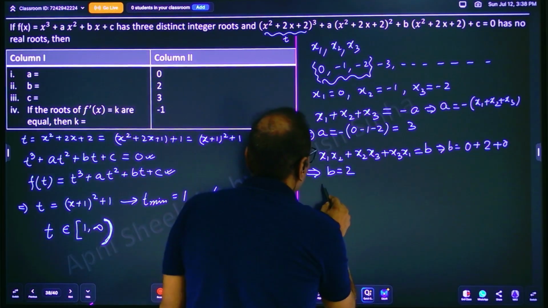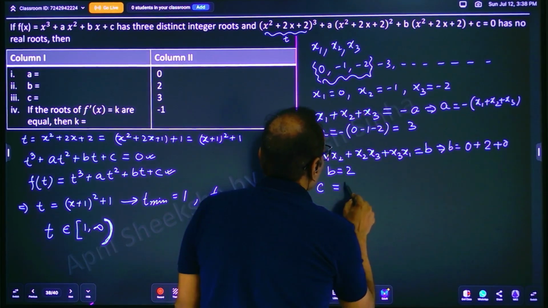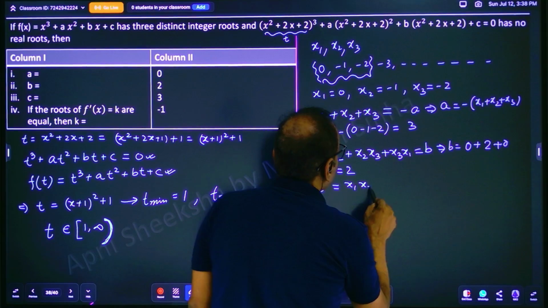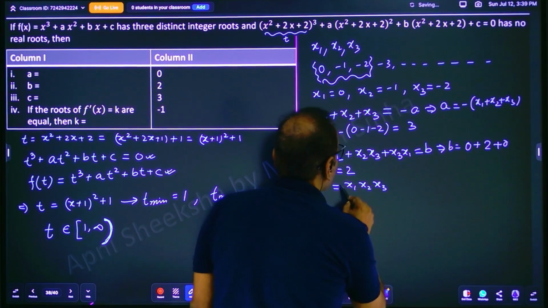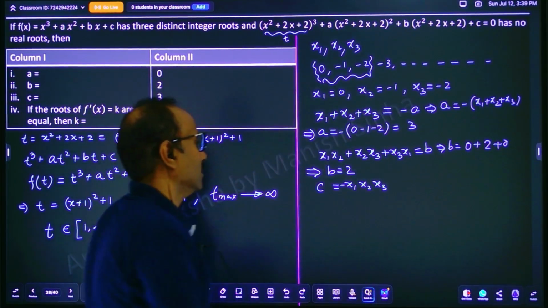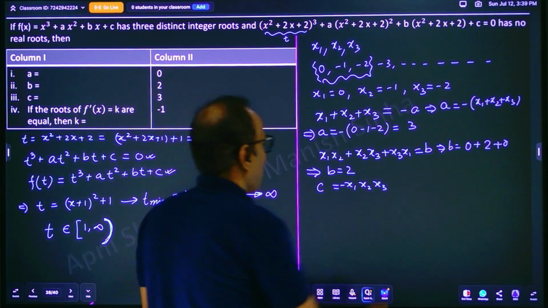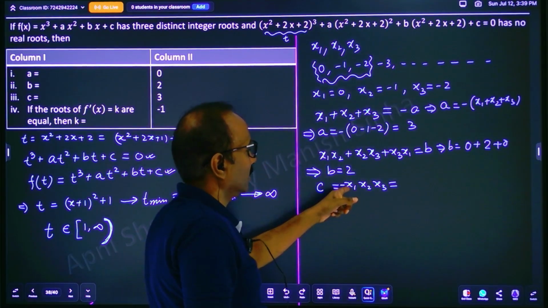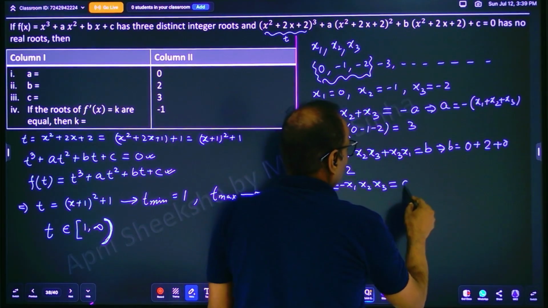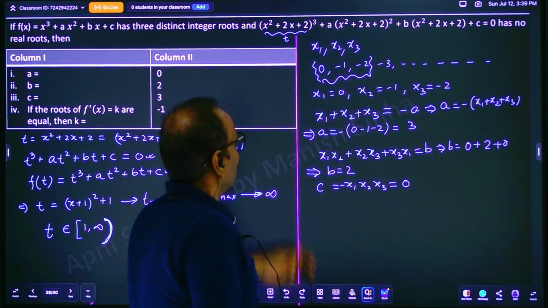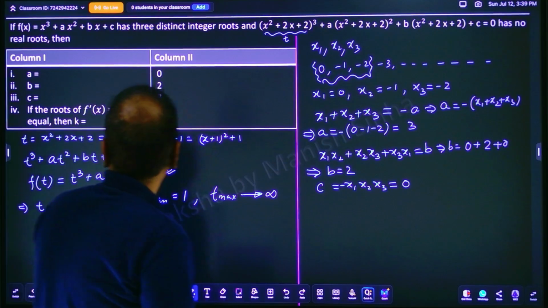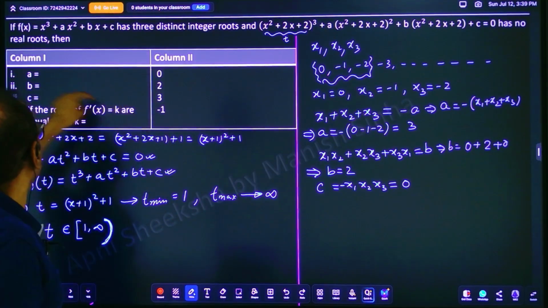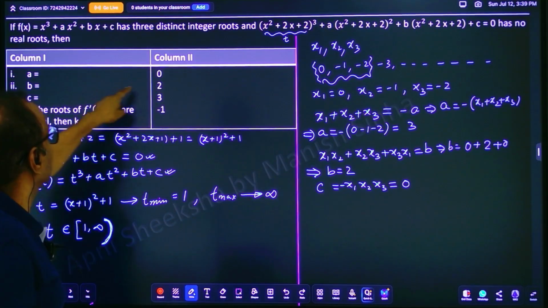Same way, you also know c will be x1, x2, x3 with negative sign. x1 is 0, so the whole thing will become 0. So A, B and C you got. A is equal to 3, B is equal to 2, C is equal to 0.